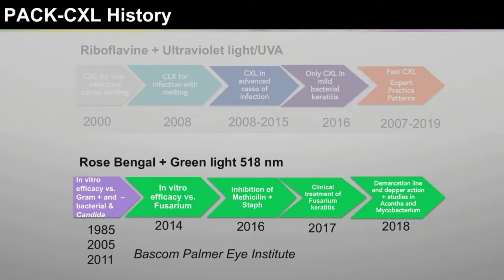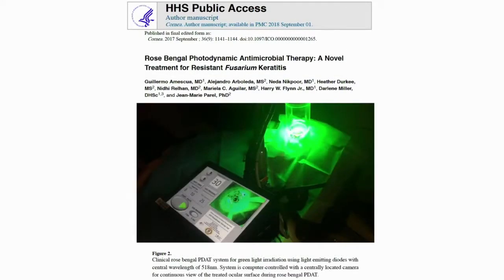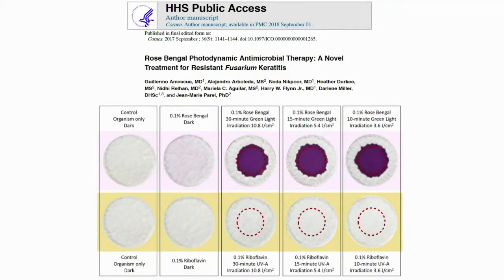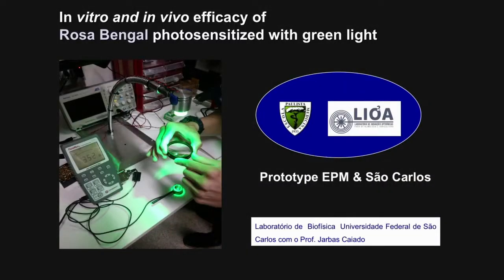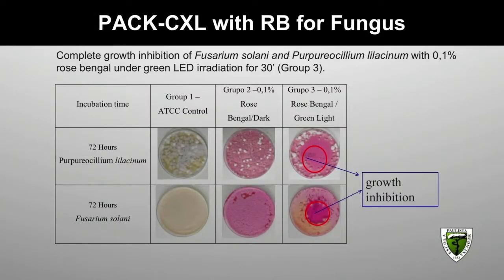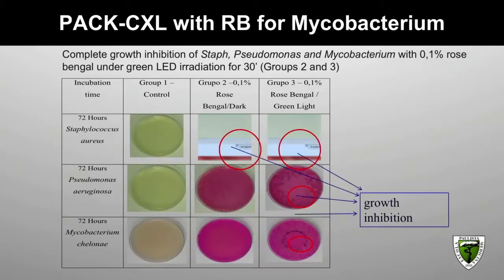The group from Bascom Palmer developed and showed in vitro very good results with green light and rose bengal for bacteria and fungi, much better than what we observe with riboflavin. The clinical cases that they present also show good results. In our institution in Paulista, we are doing some in vitro studies with fungi like Fusarium and Purpureocillium, and bacteria like Staphylococcus, Pseudomonas, and even Mycobacterium, and we are getting very nice results with this prototype with a different type of green light and rose bengal.